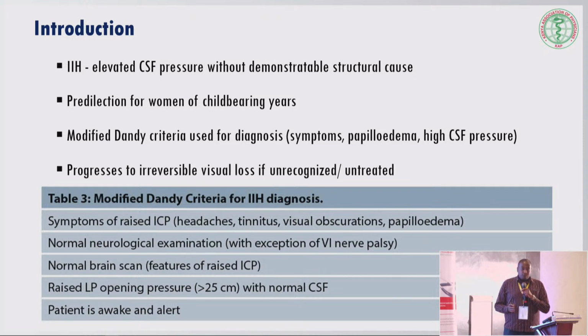So the problem with this condition is that if you don't pick it up, if you're not aware of these criteria, and patients actually have IIH for a prolonged duration of time, as we'll see in a few slides, the patient will have visual loss. And the unfortunate thing about IIH is that once the vision is gone, it's gone. This is usually irreversible.